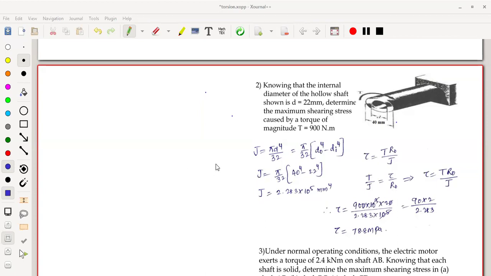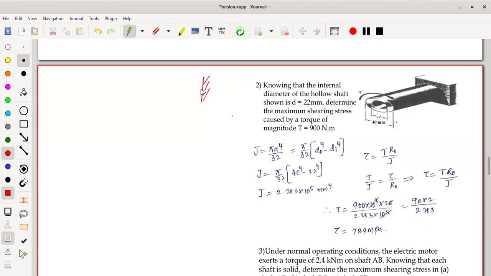These are the problems I would like to discuss. So first of all, it is a shaft. I would like to read the question. Knowing that the internal diameter of the hollow shaft is 22 mm. So the internal diameter of this one is 22 mm. Outer diameter here is given as 40 mm directly. Determine the maximum shear stress caused by the torque of 900 Newton meter. The torque here is 900 Newton meter.